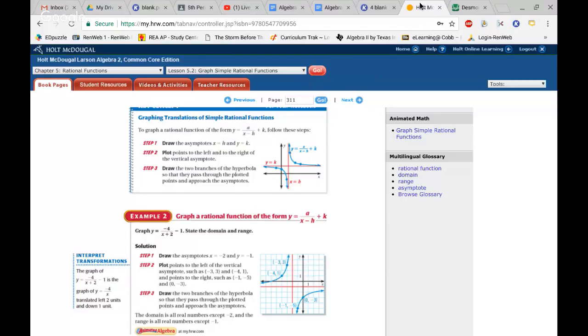That's relatable. I understand. So basically what they've done is they've looked for a few points to plot by sticking in some points. And if you look at the little note at the side, it's kind of a blessing, believe it or not, where it says interpret transformations. It says the graph of y equals -4 over x plus 2 minus 1 is literally the graph of y equals -4 over x translated left 2 units and down 1 unit.